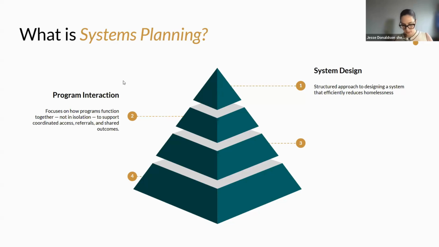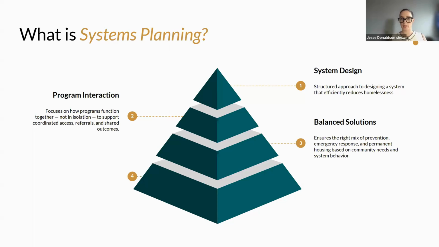Program interaction is that within the system, there are various programs that are going to either help or hinder your progress to ending homelessness and housing stability, and these don't operate in isolation. How they interact throughout your system creates massive differences in your overall outcomes. Balanced solutions: within that portfolio, you need to figure out where to invest more, where to invest less, and how to move those levers as things change, just as a business would.